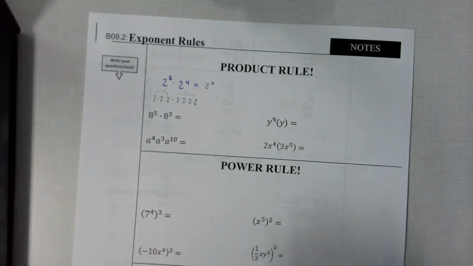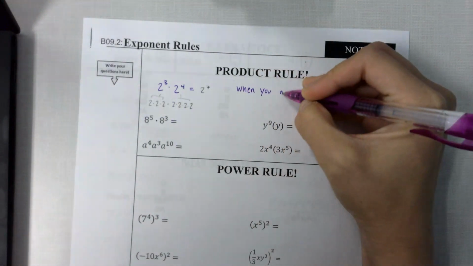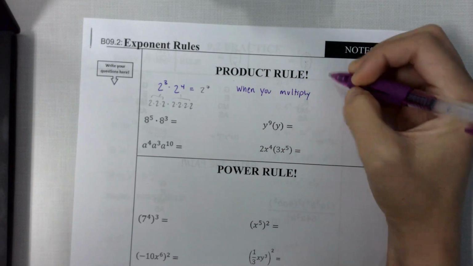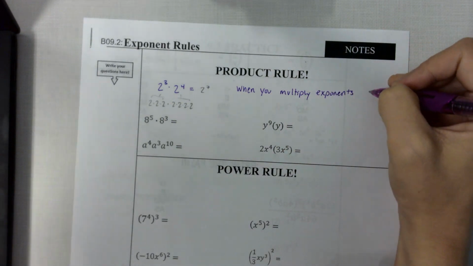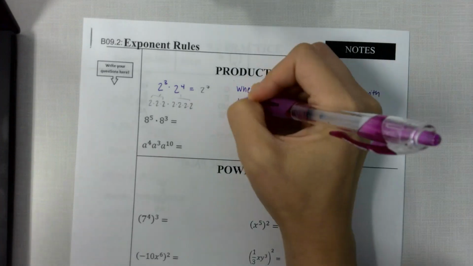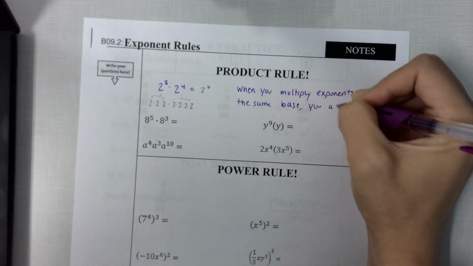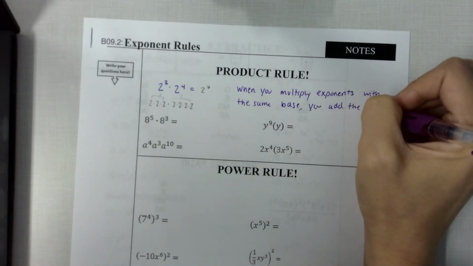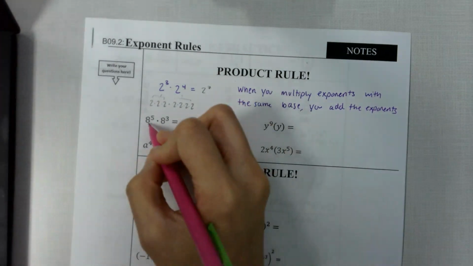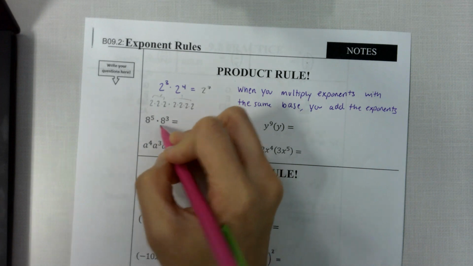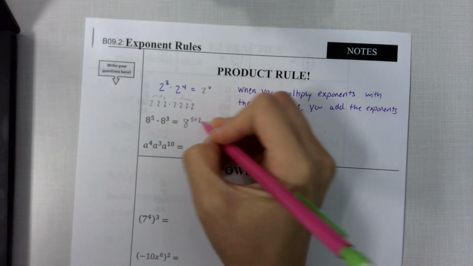Okay, but there's a rule for it, so when you multiply exponents with the same base, you add the exponents. So if we look here, we have our base is 8, and we have 5 and 3, so we're going to have 8 to the 5 plus 3, or 8 to the 8th.